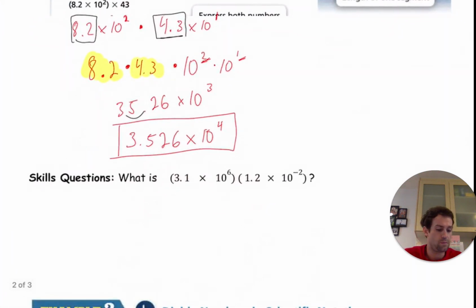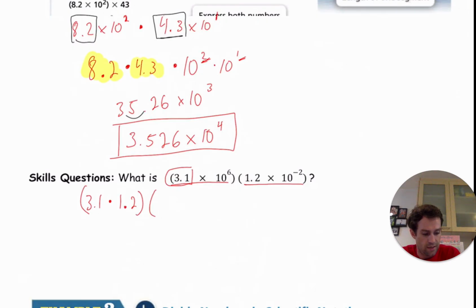So here's a skills-based question, no application involved. I want us to go ahead and multiply these two scientific notation numbers together. Okay, so a way that we can do that is we can rewrite 3.1 times 1.2. Multiply those together, and we can multiply 10 to the power of 6 times 10 to the power of negative 2.